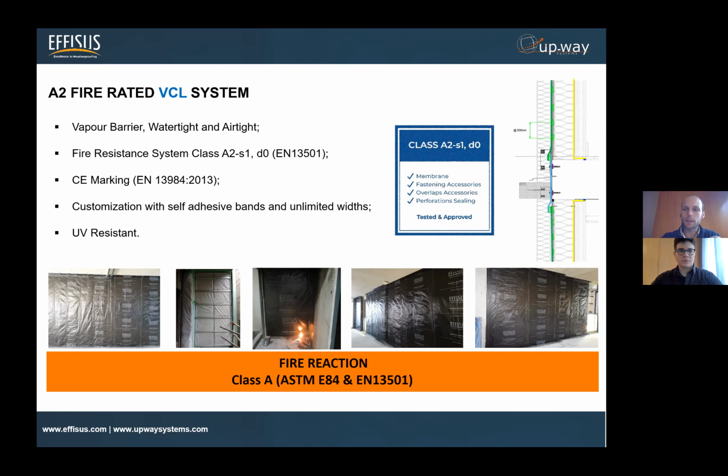And once you are installing this system, you are installing a fully tested and certified system, and not only a membrane with some glue or tapes that could fail in the general test, or that could compromise the performance of the membrane when installed together as a system. So everything was tested as a single system, and of course CE-marked and able to be customized with different widths, with different self-adhesive bands, but not only. Other ways of customizing the products are available.